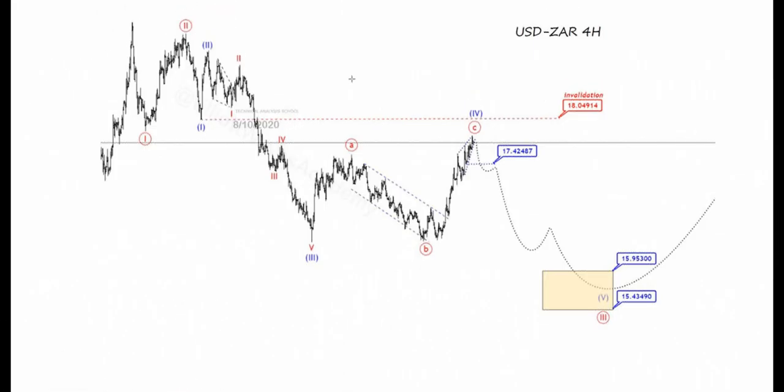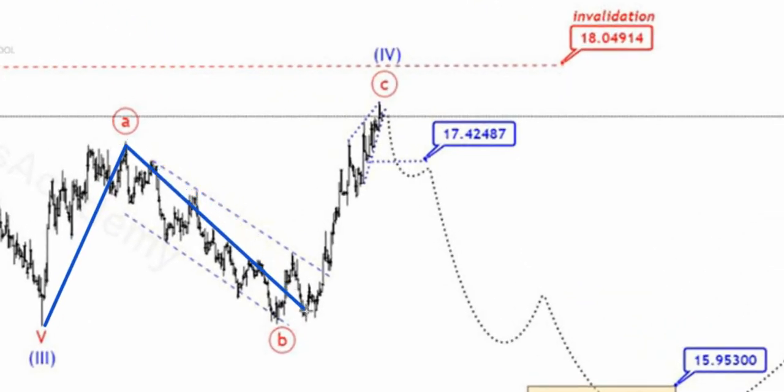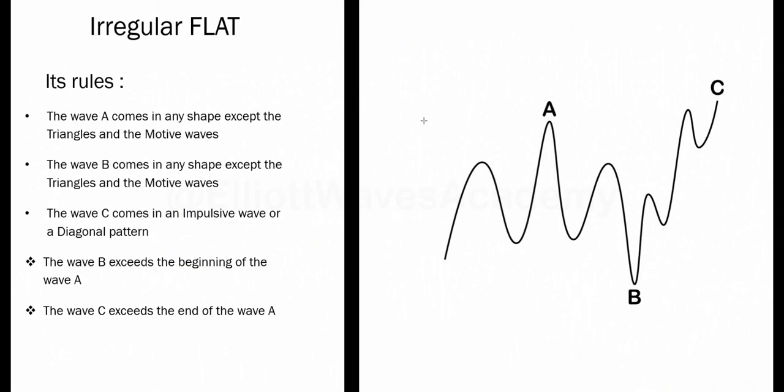So let's see an example from the charts as usual. Here in this pair we have a regular flat, where wave A was a corrective wave. Wave B, also a clear corrective wave, while wave C was an impulsive wave that seems to end with an ending diagonal pattern that we said can show up in wave 5 of an impulsive wave. And since wave C from a flat is an impulsive wave, wave 5 from this impulsive wave looks like an ending diagonal pattern.